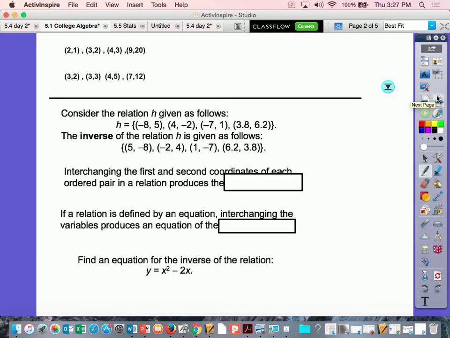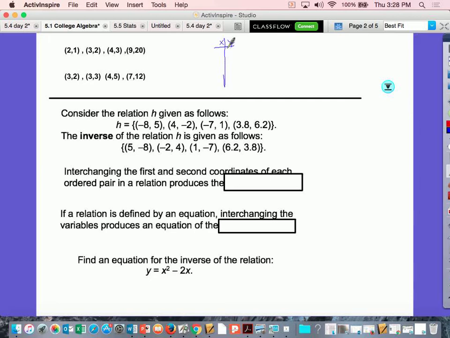Okay, let's turn to the next page. Now, these are examples of ordered pairs. You could put them into a table format. It's the same thing. 2, 1, 3, 2, 4, 3, 9, 20. That would be an example of a function however you wrote it. So that's a function.